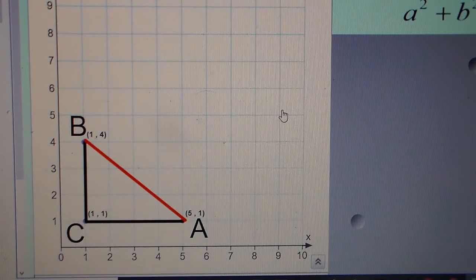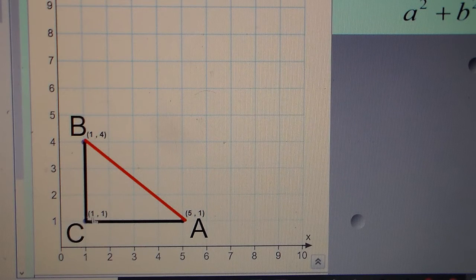For example, we have this problem here. We see that between A and C, there's a distance of 4. Because A is the location 5, 1, that means 5 to the right, 1 up. And C is 1 to the right, 1 up. So to find the distance between A and C, you take the 5 and subtract the 1 in the x-axis to find the x distance, which is 4.